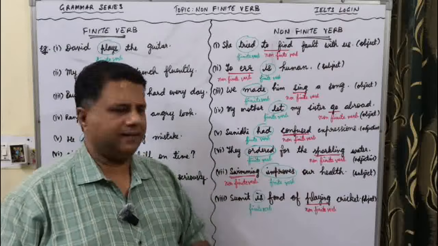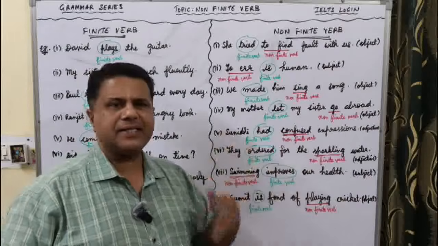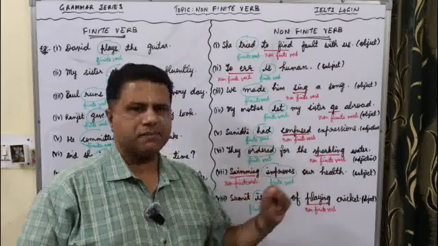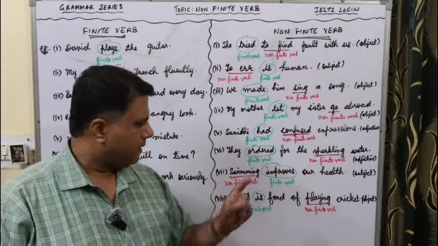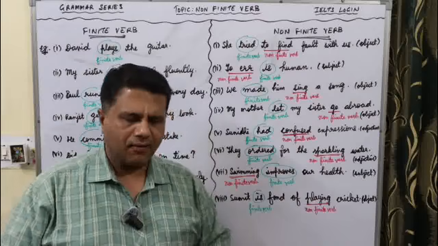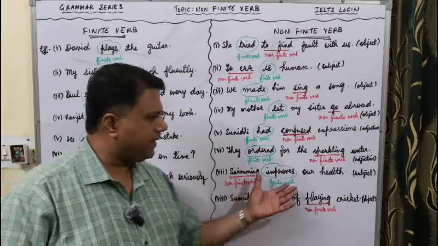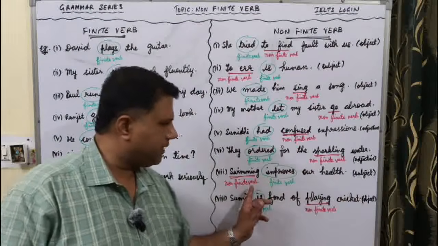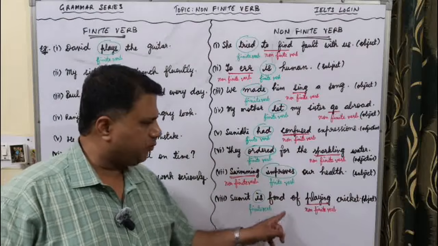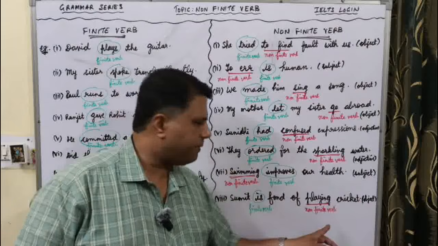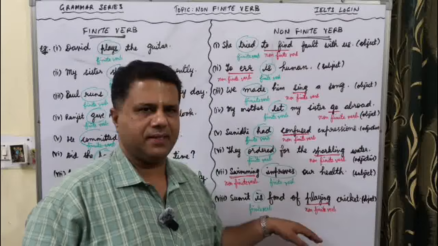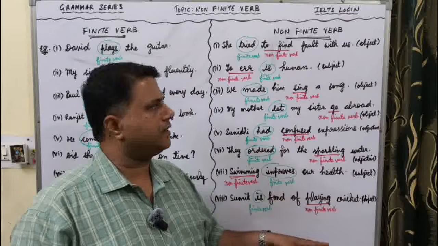Swimming improves our health. In fifth and sixth example, we have used participle. This is past participle, this is present participle. Now the next two examples, last two examples, we have talked about gerunds. Swimming improves our health. Here swimming is used as a subject. It is the name of an activity. Sumit is fond of playing cricket. Playing is used as a non-finite verb. It is the object of a preposition.